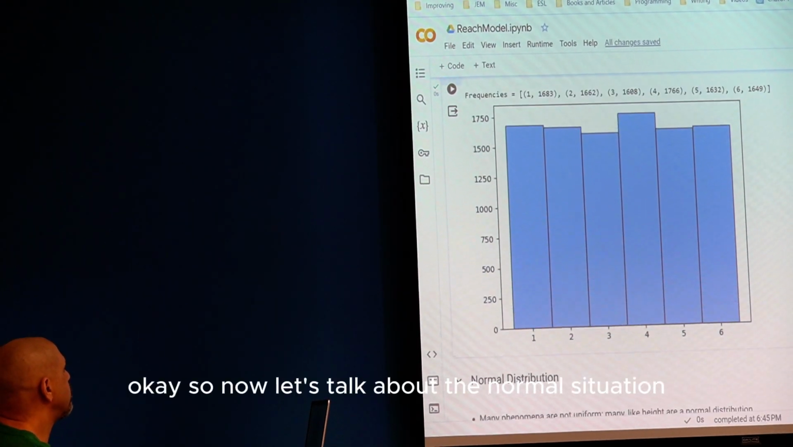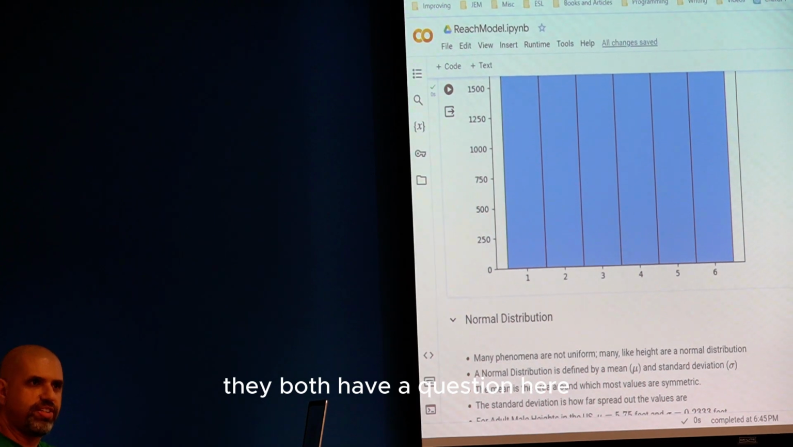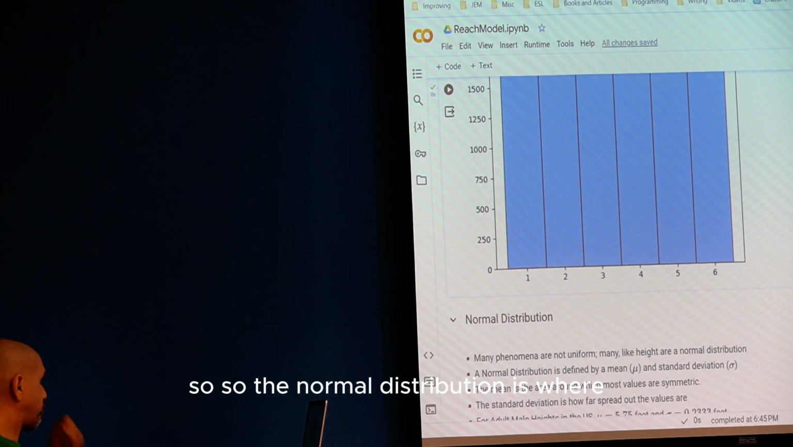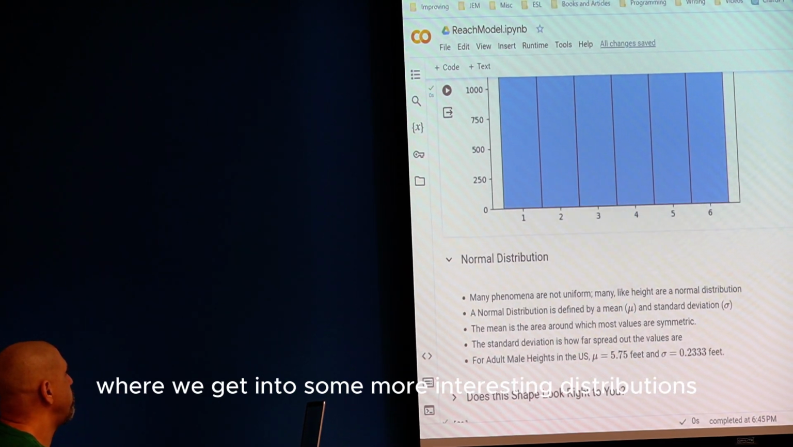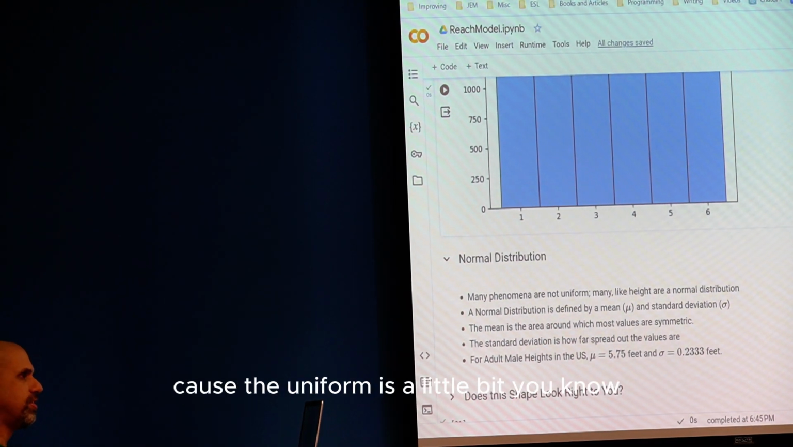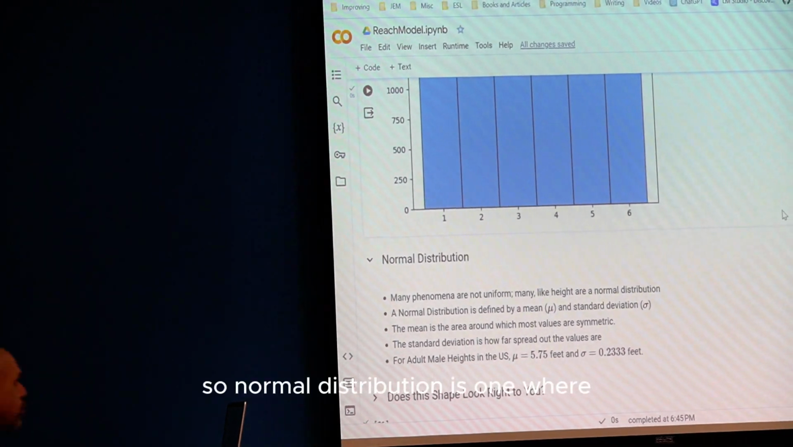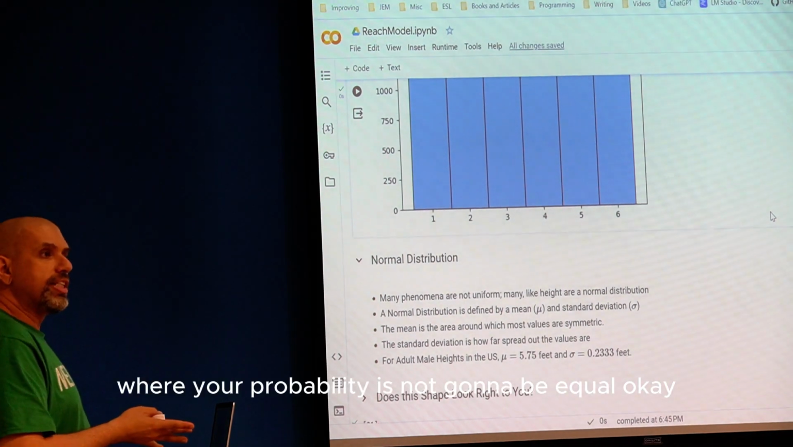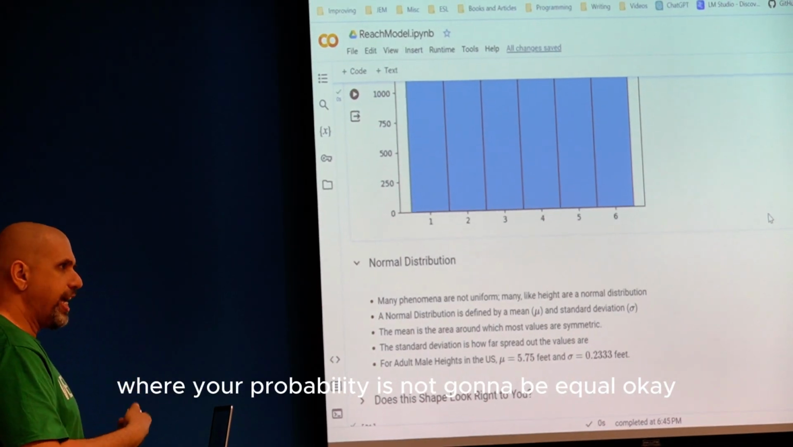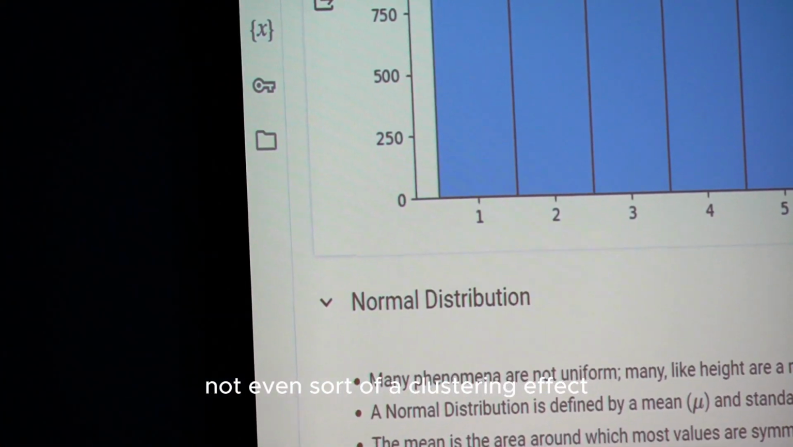Okay, so now let's talk about the normal distribution. Okay. Do you have a question, Peter? Okay. So the normal distribution is where we get into some more interesting distributions because the uniform is a little bit dull. In a normal distribution, your probability is not going to be equal, okay? You're actually going to have a clustering effect.